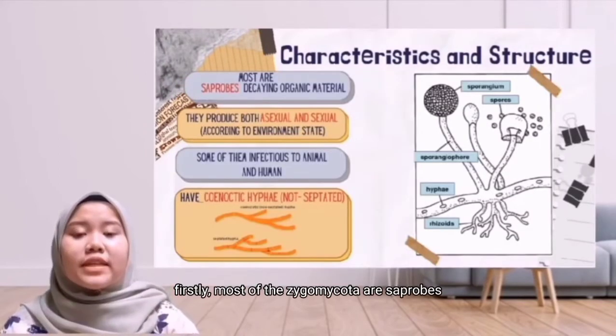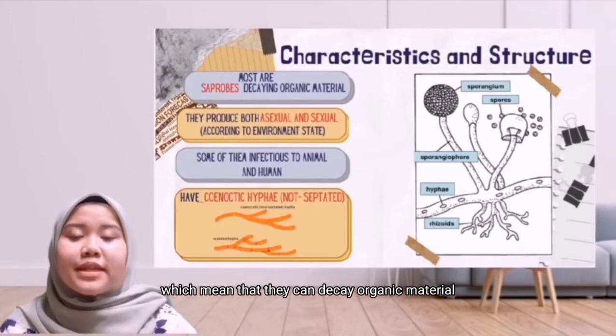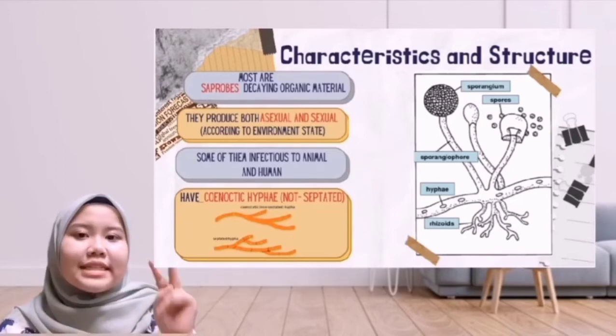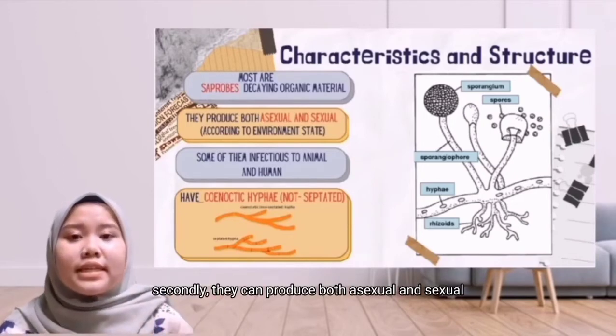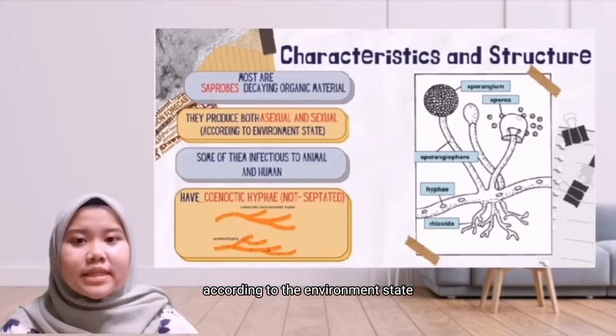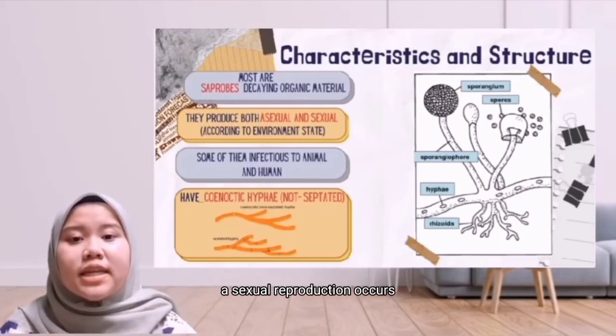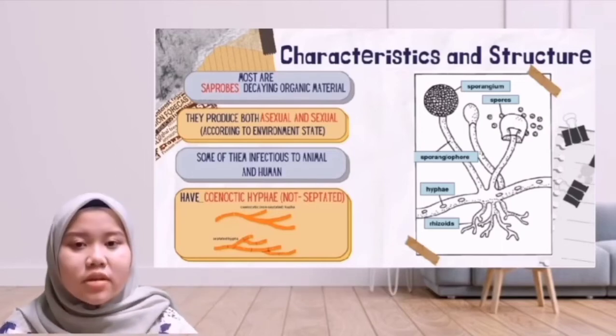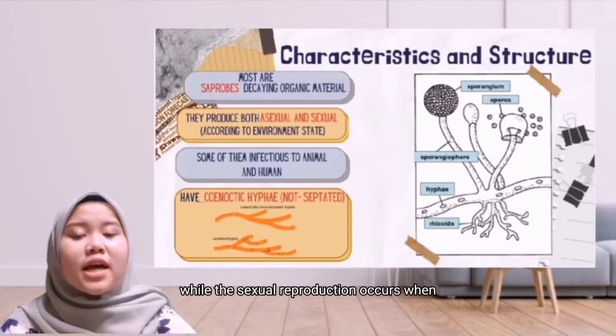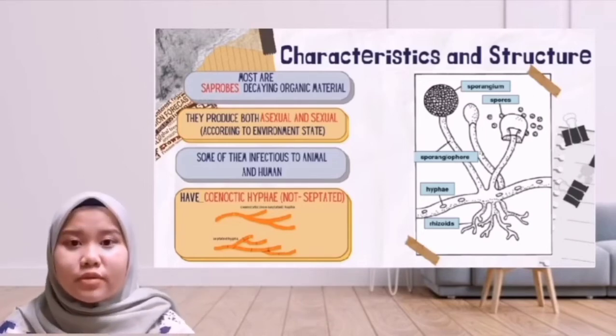Firstly, most of the Zygomycota are saprobes, which means that they can decay organic material. Secondly, they can reproduce both asexually and sexually according to the environmental state. Asexual reproduction occurs when the environment is favorable, while sexual reproduction occurs when the environment is not favorable.